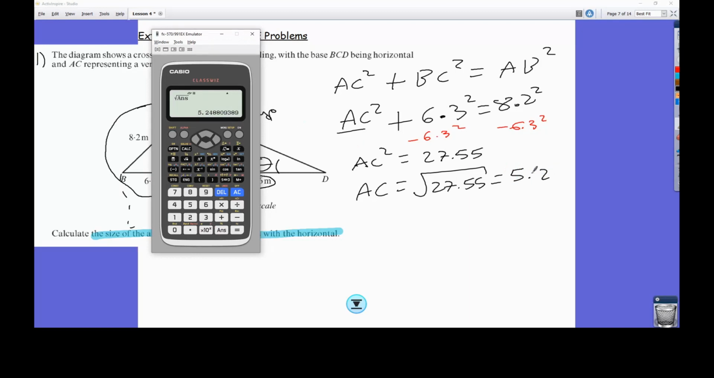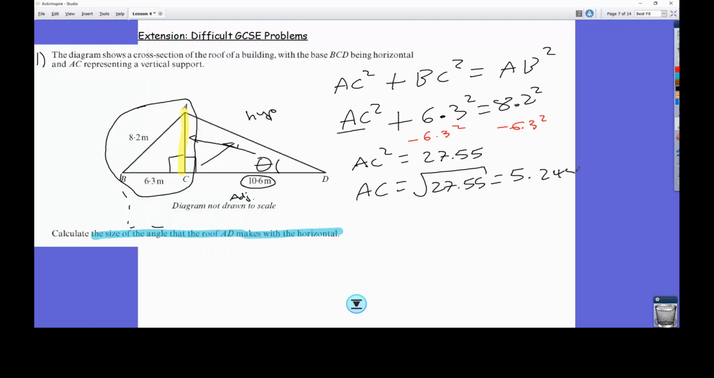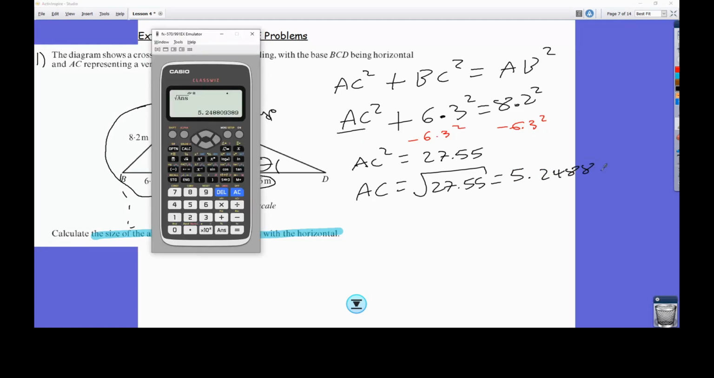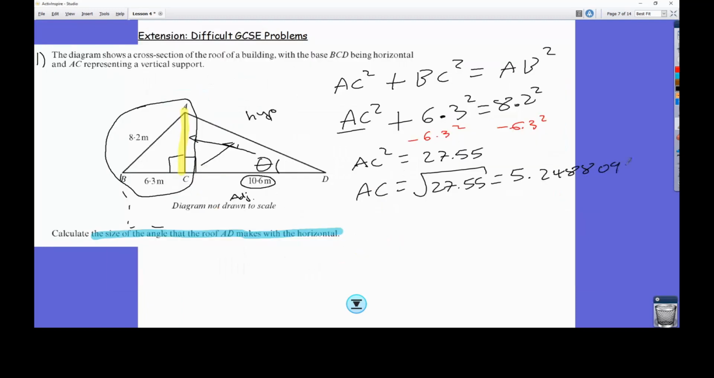In fact, I'm not going to round it now. I think you'd be safe rounding it now, I think you get all the marks, but I just want to make sure that I'm consistent. I'm going to write all the figures out. So 5.2488 09389. I'm just going to write down all of my accuracy. So that is in meters. So we've worked out AC, which is 5.2488 and so on.